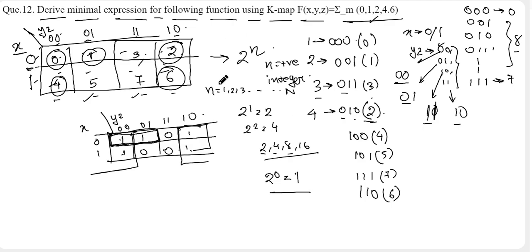Here n can also be 0, 1, 2, 3, anything. Okay, so n is not equal to any negative integer. It can be 0, 1, 2, 3, up to n.